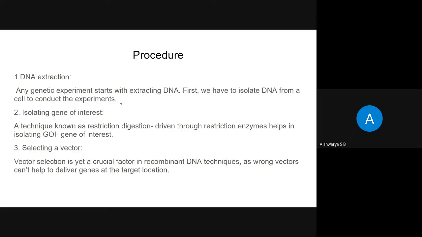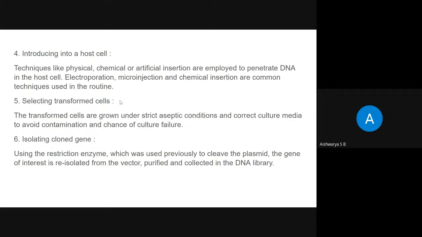Third one is selecting the vector. The vector carries the gene of interest to the host cell and replicates, making copies of the DNA in the host cell. The plasmid DNA is the vector used in gene cloning. Once the plasmid vector is selected, a restriction enzyme cuts the plasmid to insert the gene using ligase.